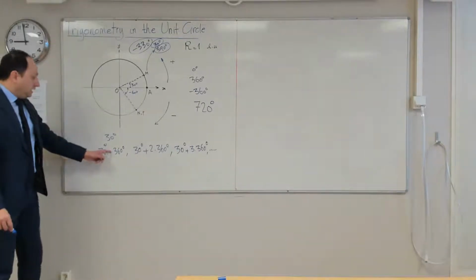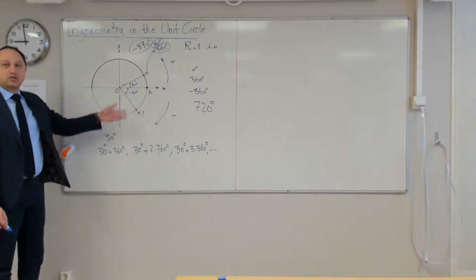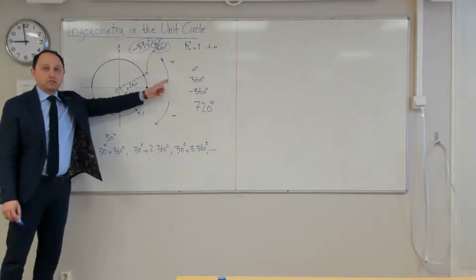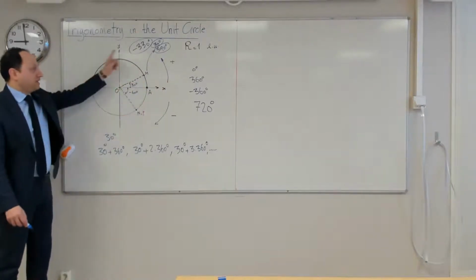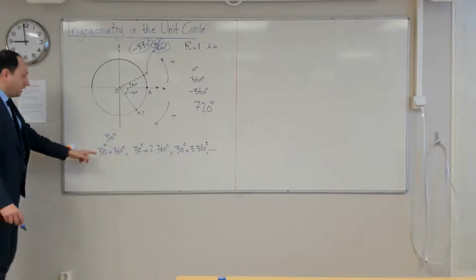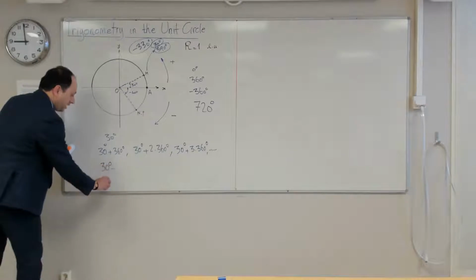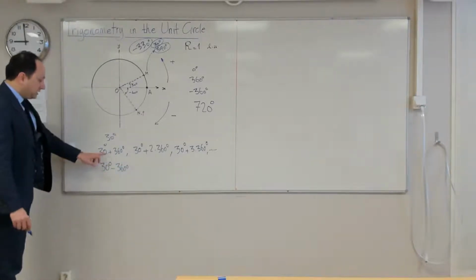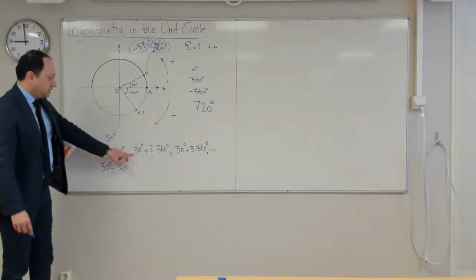Here I added 360 degrees, but equivalently I can subtract. Instead of going one full round in the positive direction, I can go one full round in the negative direction. I will end up again at the same point. So another list that I can write is 30 minus 360 degrees. What is this number? This number is 390. What is this number?